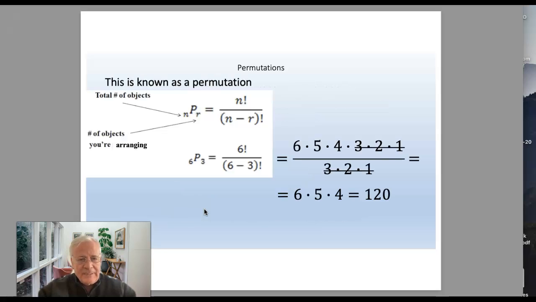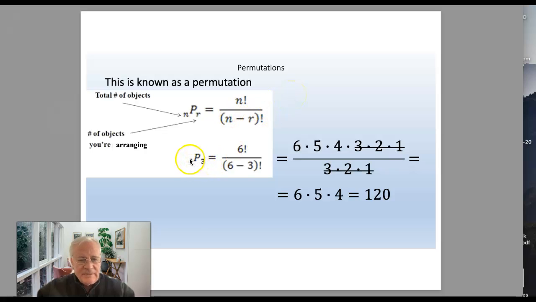This is known as a permutation. And this is the proper notation right here with the big P. It starts with an n, which is the total number of objects, and r is how many we're arranging. So n is always bigger than r. n is the bigger number, r is the smaller number, okay? It's written like this. This is the formula: n factorial over n minus r factorial.